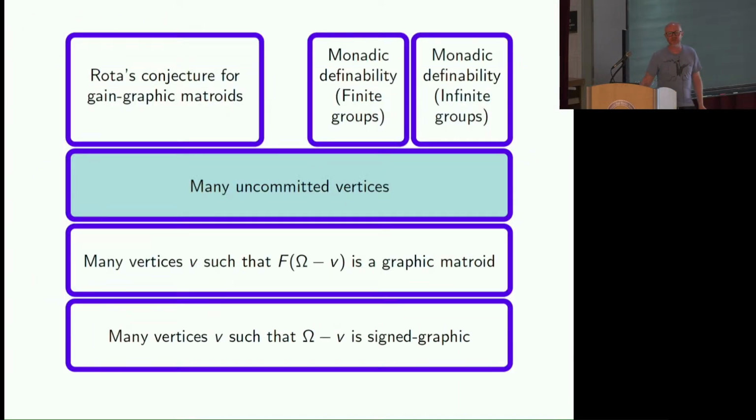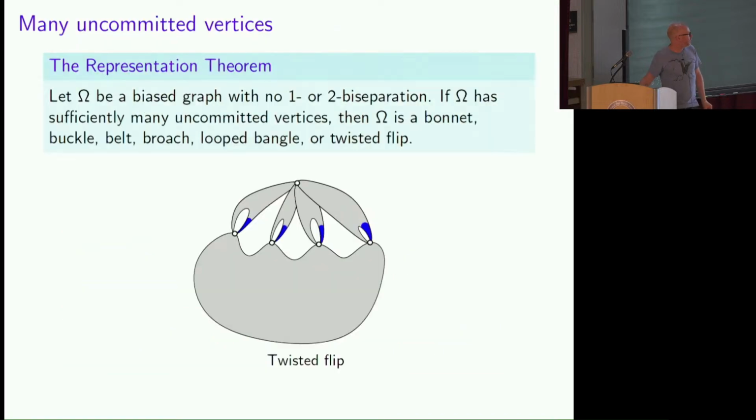So that's what we do in the third block. We consider the case that I have some bias graph with a very large number of uncommitted vertices. And there are 6 structures that can give us this outcome. 5 of them we saw before, the ones that start with B, and then the twisted flip, which Darrell discovered in his thesis.